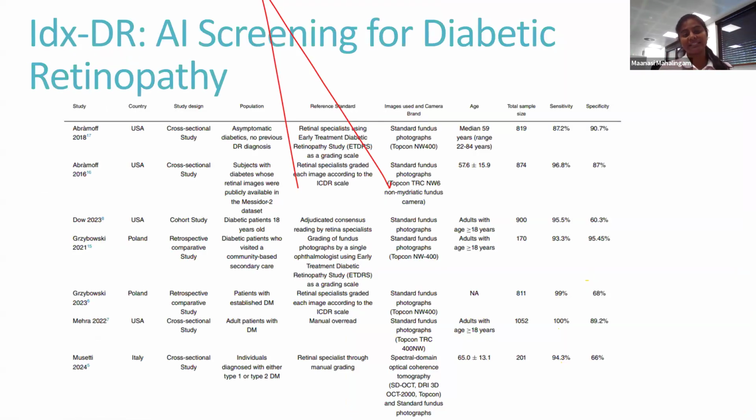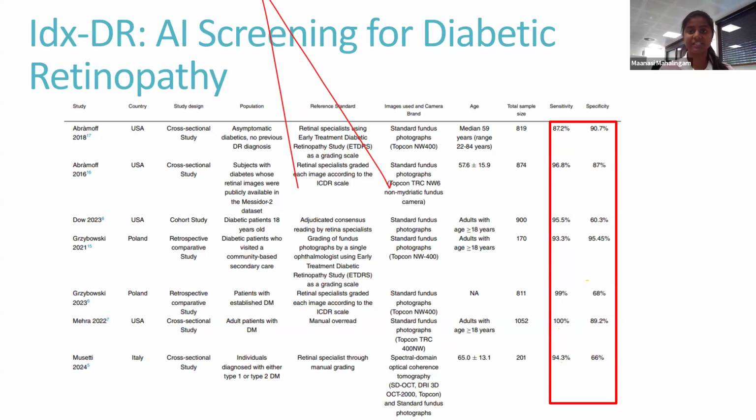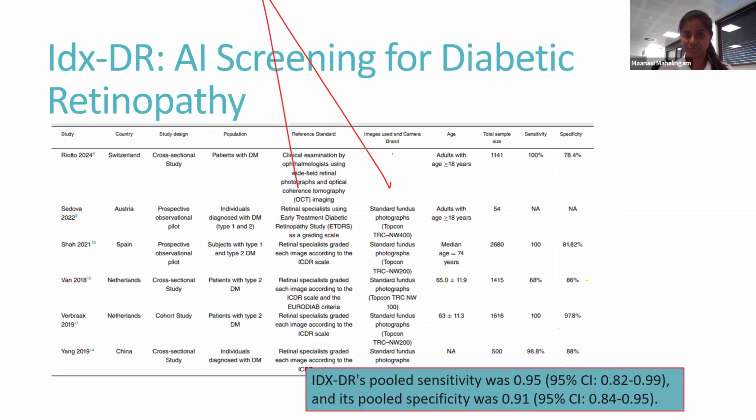So looking at the IDx-DR alone, I found a systematic review where they just looked at the sensitivity and specificity of the same IDx-DR all over the world. And it's very good to see that the sensitivity and specificity values are about 85 to 95%, which is really promising. And the same way for the other countries as well. This specific paper has combined all the sensitivity and specificity values to create pooled values, which are stated in the slide. It's about 95% sensitivity and 91% specificity respectively, which is really promising for the AI model.